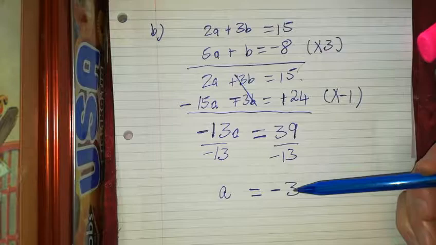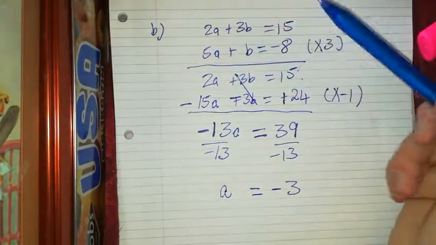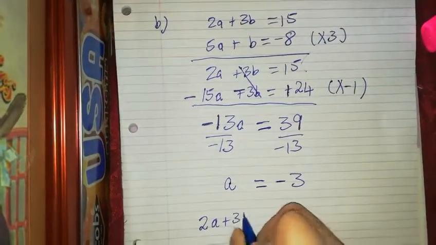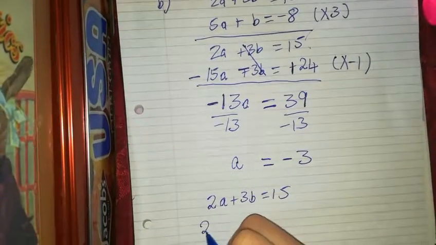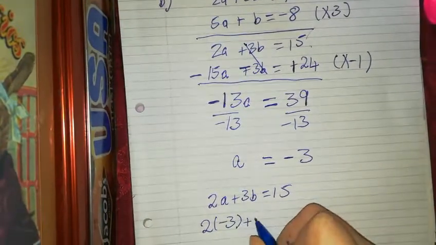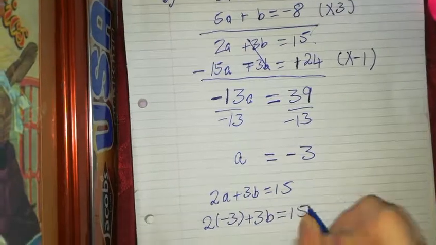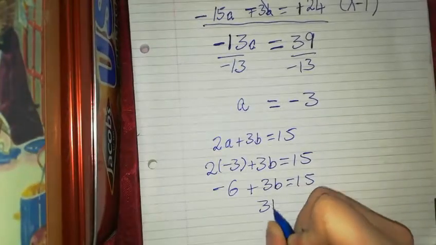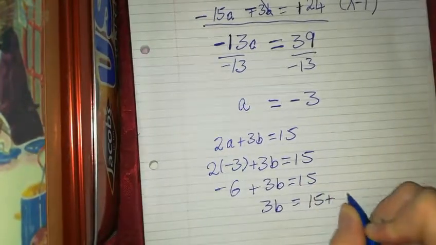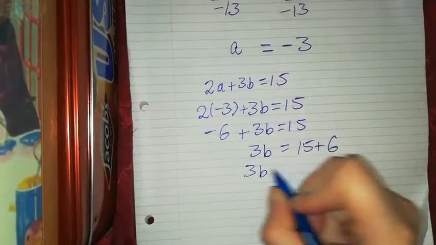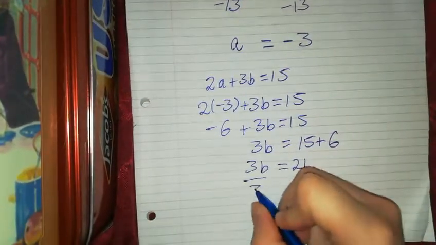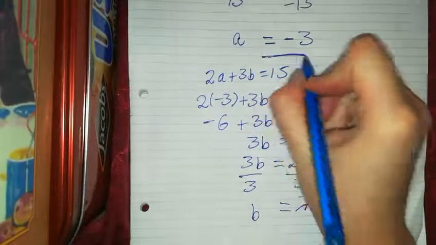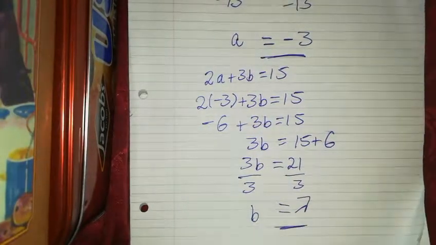Now I have to stick the value that I got for a back into one of my original equations to get the value for b. Say I stick it back into the first equation, 2a plus 3b is equal to 15. So 2a, which is minus 3, plus 3b is equal to 15. So minus 6 plus 3b is equal to 15. So 3b is equal to 15 plus 6, so 3b is equal to 21. Now I'm going to have to divide both sides by 3. So I get b is equal to 7. So my answers were a is equal to minus 3 and b is equal to 7.